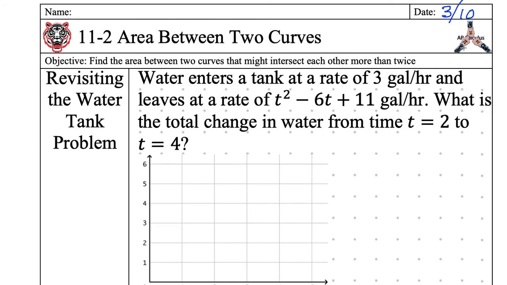So let's talk about our objective today. Find the area between two curves that might intersect each other more than twice. Yeah, so that objective was based off of yesterday's objective, which is not quite correct. So there's tiny mistakes occurring here. I will get those tweaked for next year. But yeah, you can have curves that intersect each other like 17 times.